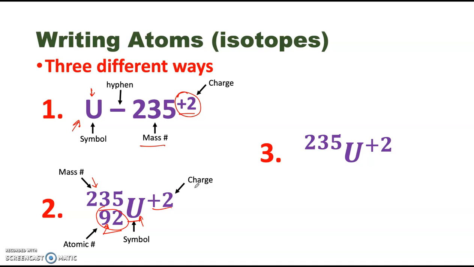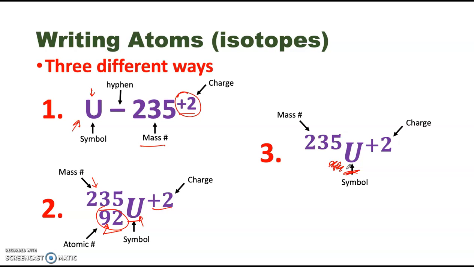That's why the third way to write it, you can usually just drop the atomic number because, again, it's redundant. If I have a periodic table, I just look up uranium, it's number 92. I don't actually need to write it here, so I don't need it. So that's the third way to write it. So be able to write isotopes in any of these three ways.